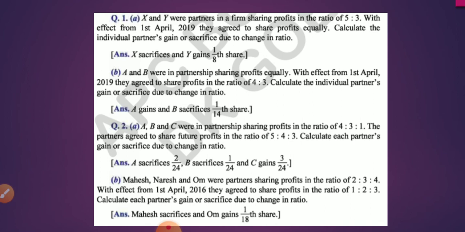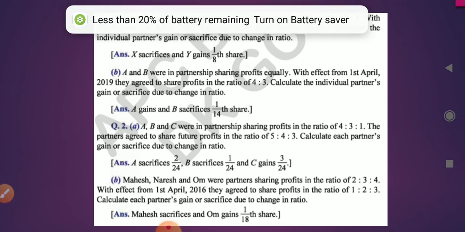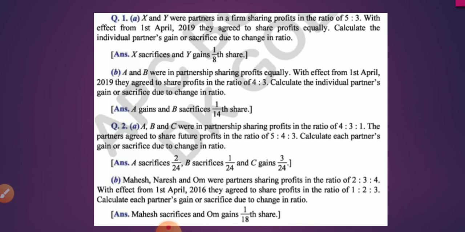Question number 2, that is first question's B part. A and B were in partnership sharing profits equally. Equally means the old ratio is 1:1. With effect from 1st April 2019, they agreed to share profits in the ratio 4:3. So new ratio is 4:3. Calculate the individual partner's gain or sacrifice.